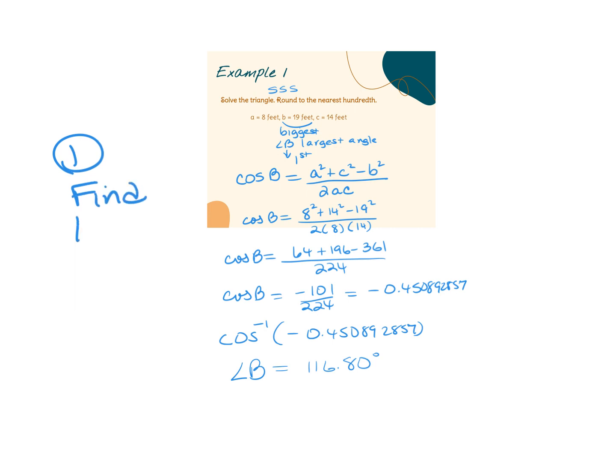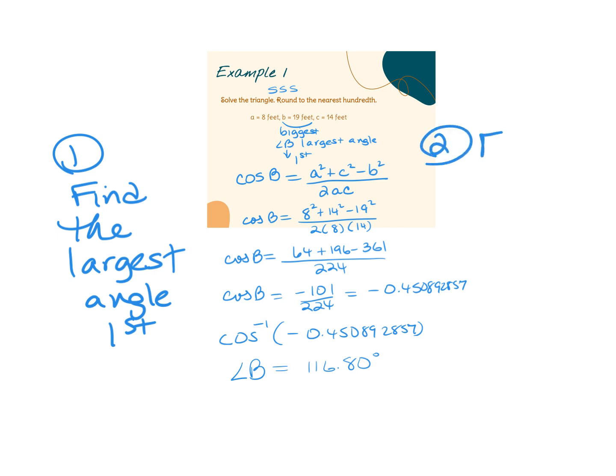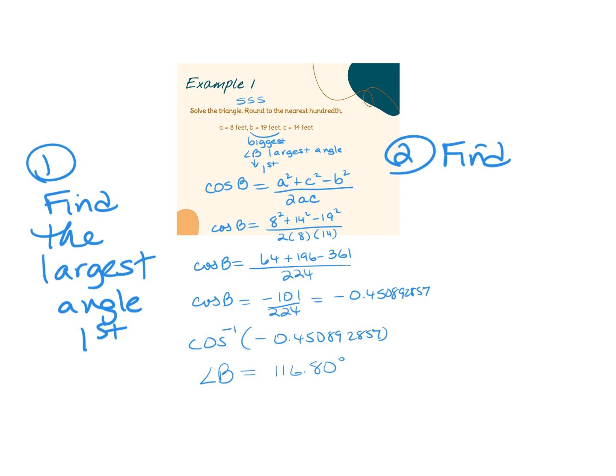Find the largest angle first. Step 2, I'm going to find the smaller or the smallest angle. It doesn't matter if you find A or C here, but my smallest side is A, so I'm going to find angle A next.